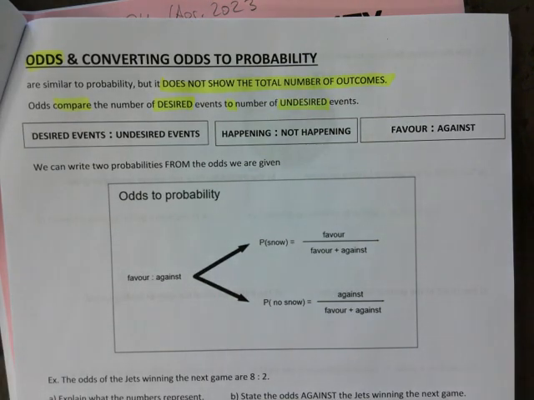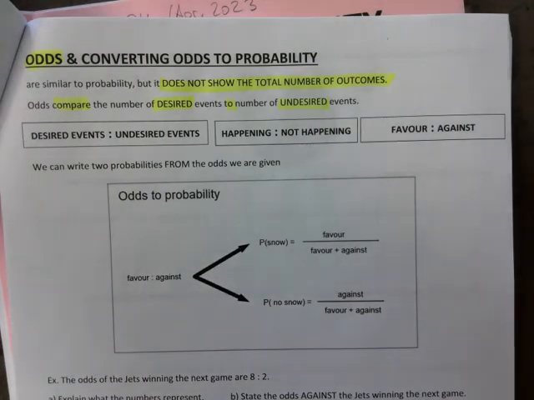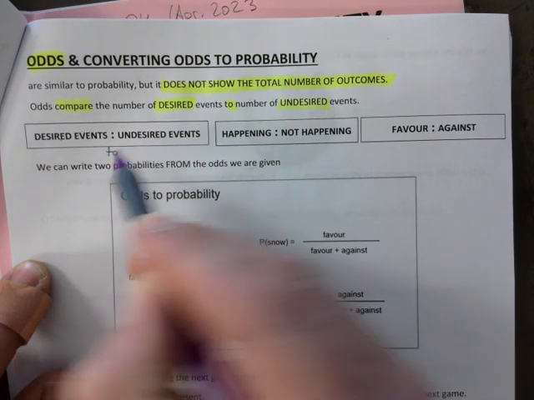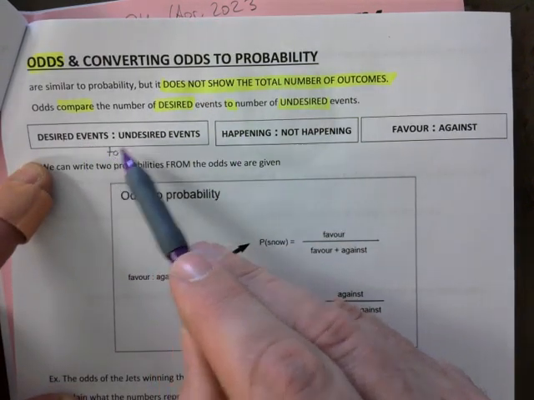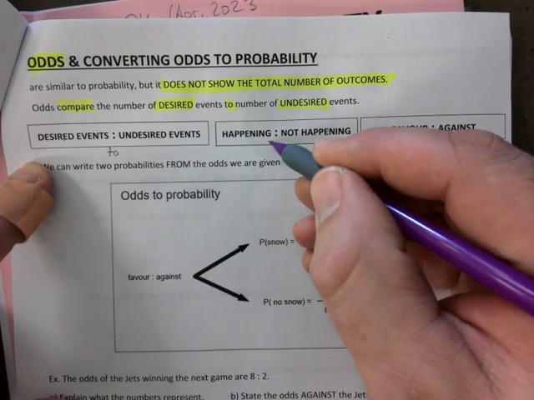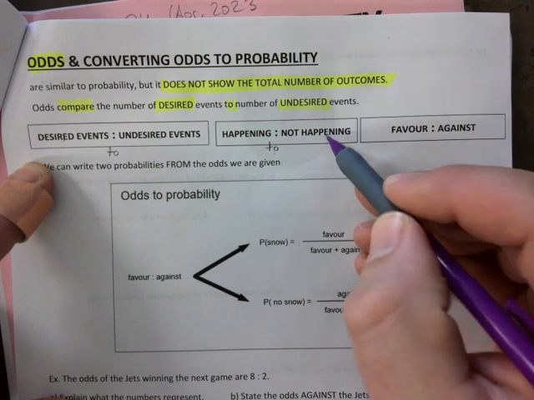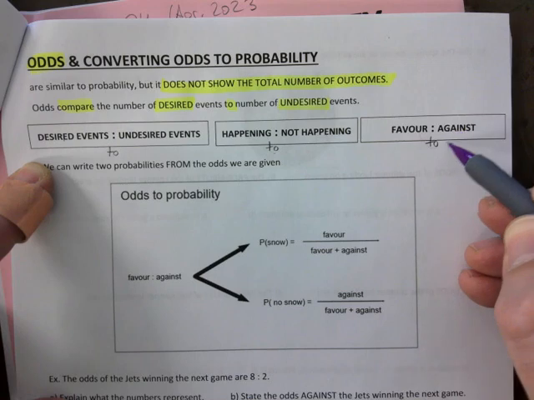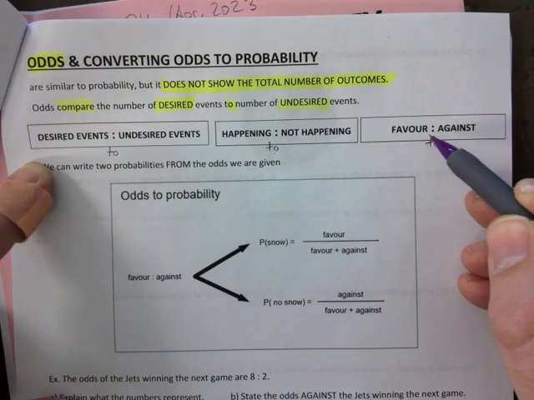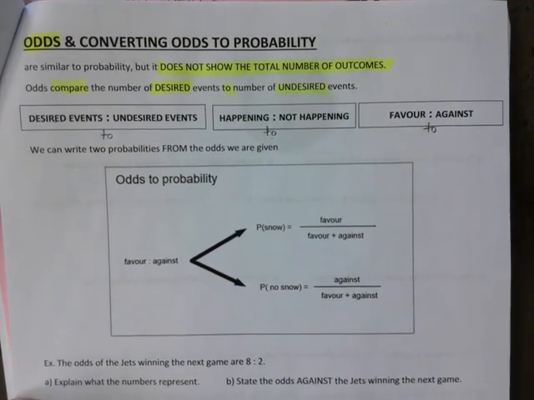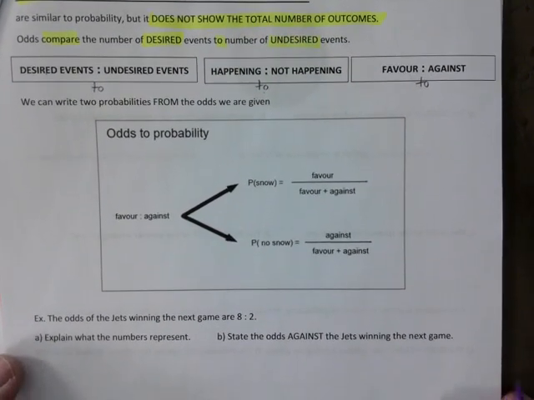And there's several ways of talking about them, okay? So you will see that I go desired events to, like the colon stands for to. This compared to that. Happening to not happening. Favor to against, right? So you're always comparing it happening and it not happening. And so that's what makes it different. So watch this.